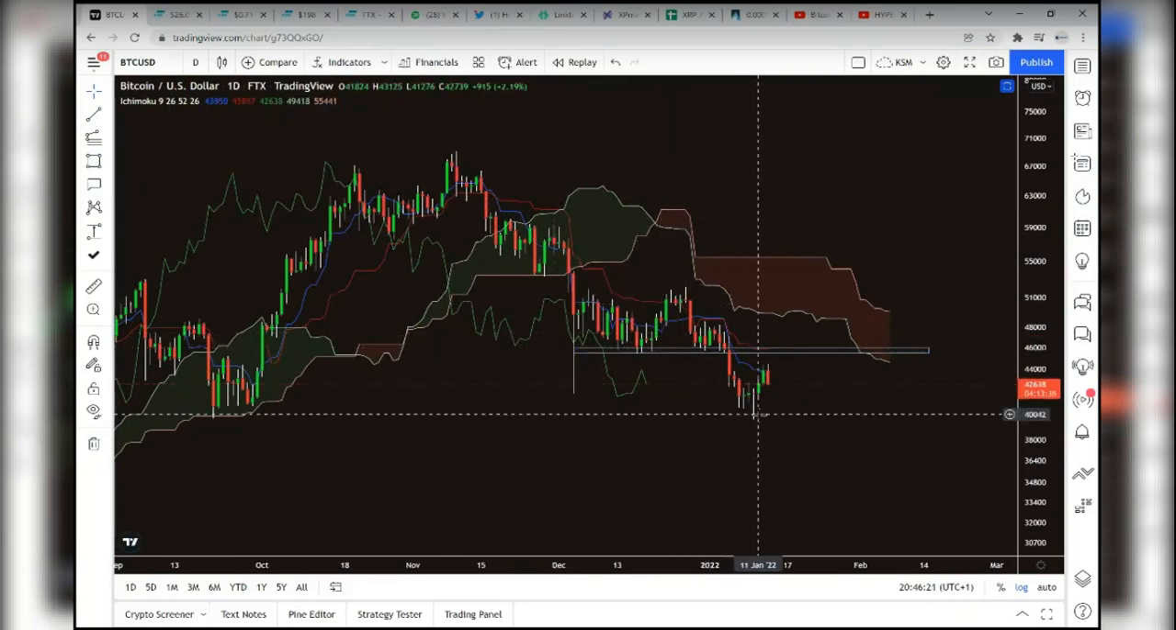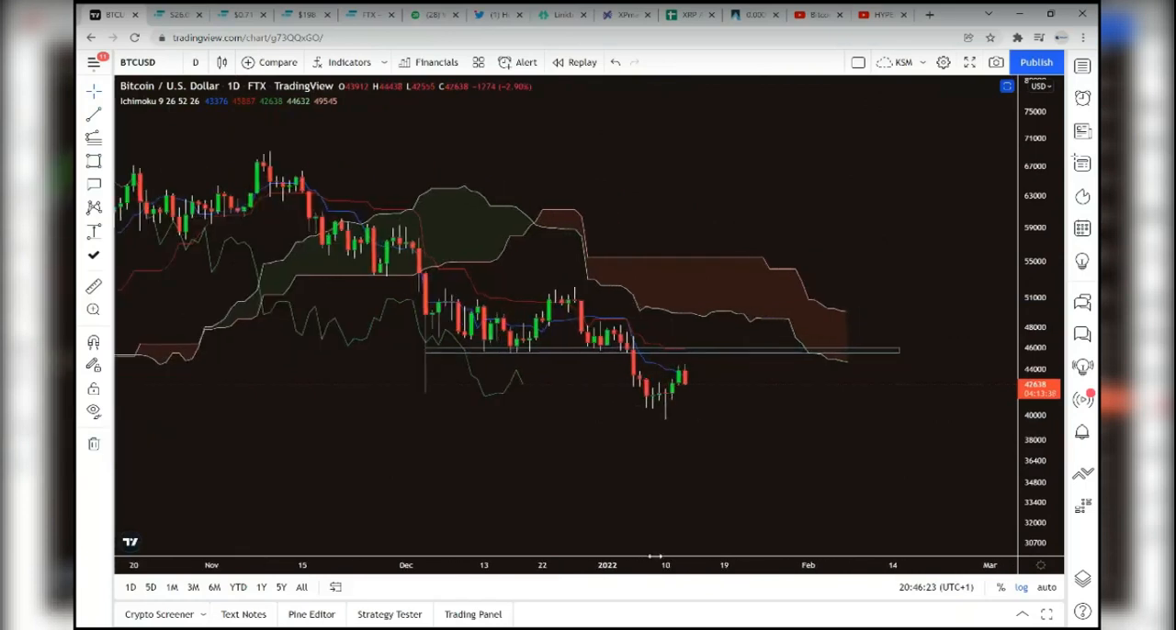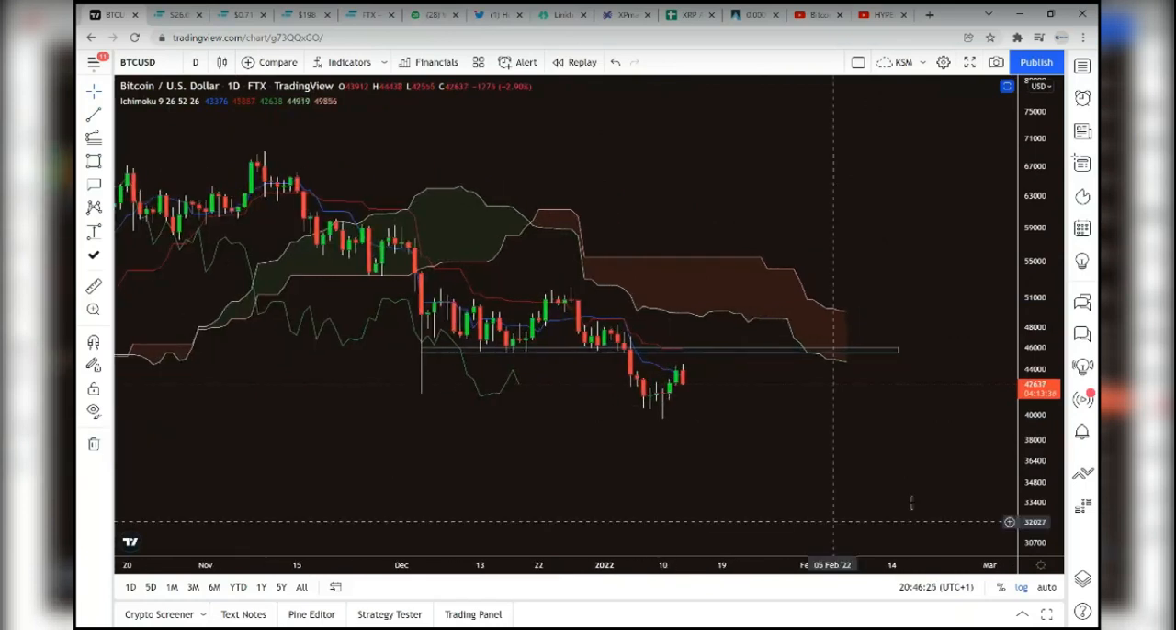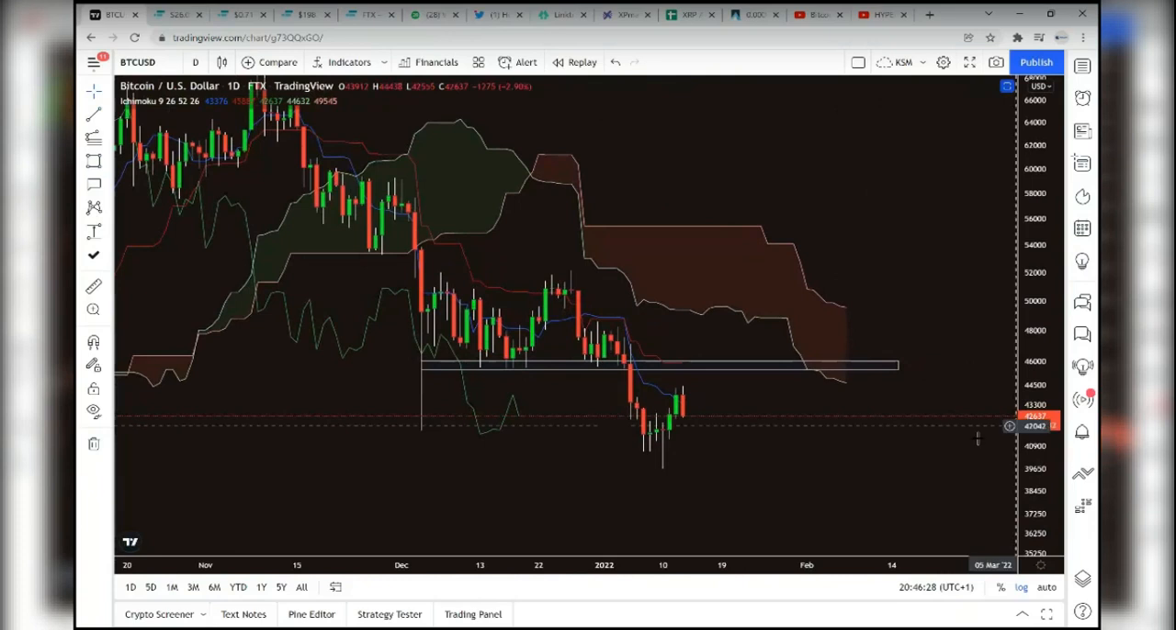So what are we going to expect here? You don't need to be too bullish at this point because the whole Ichimoku metrics are all bearish. Chikou span is below the price, below the cloud. Price is below the cloud, and the cloud is still moving towards the downside. So what are those things again we need to keep an eye on?